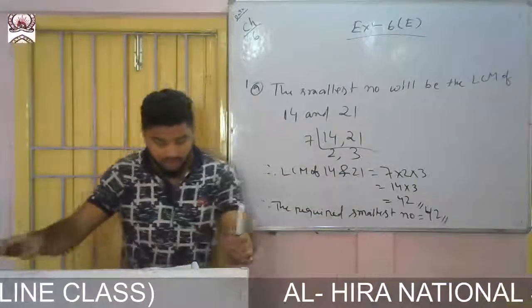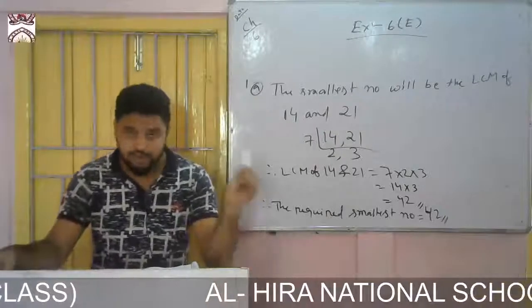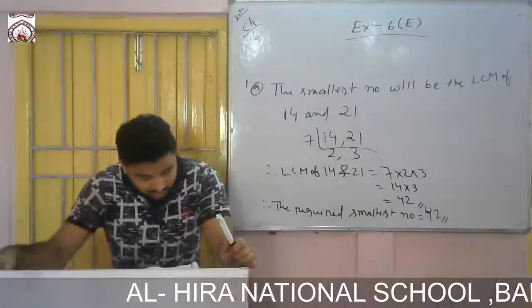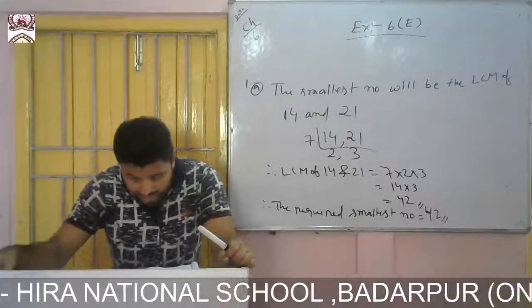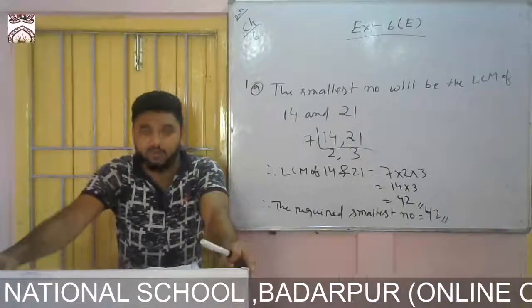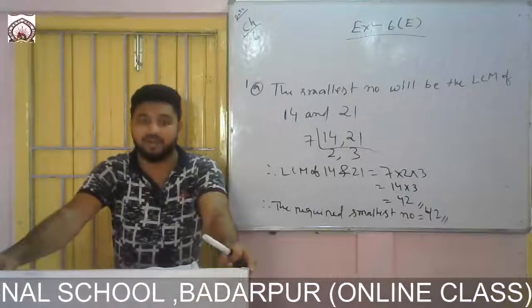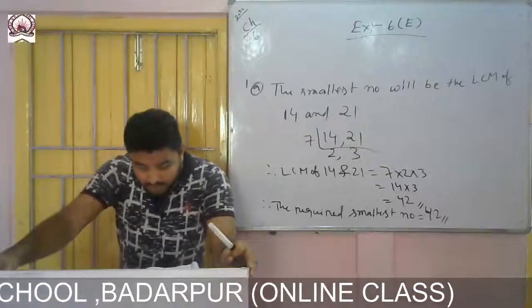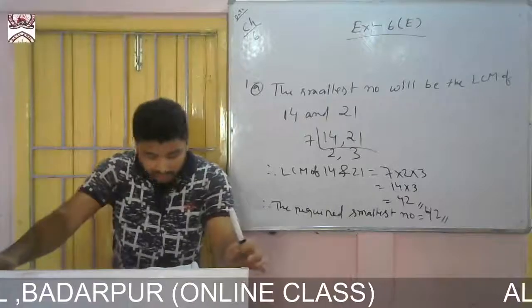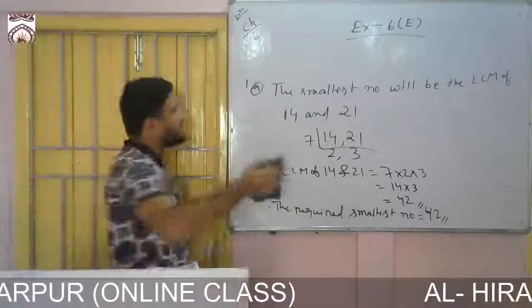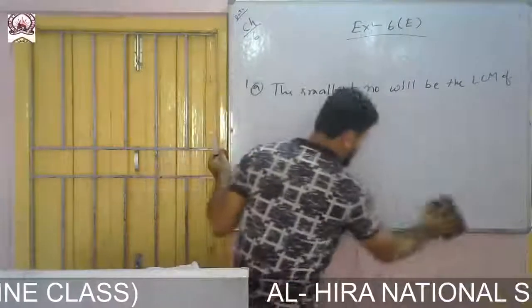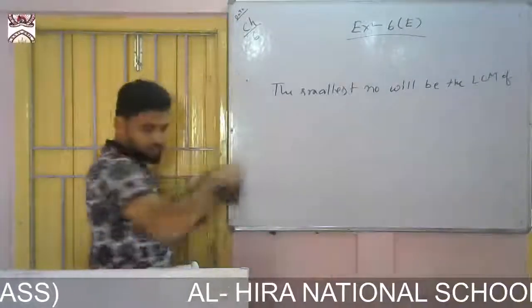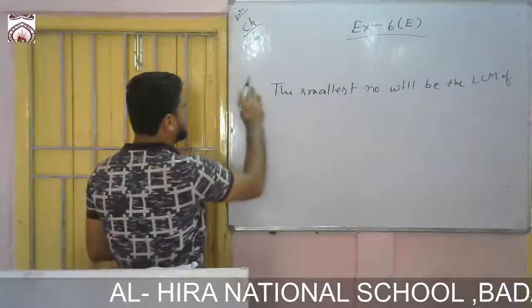Now come to the next question. Find the smallest number that is divisible by 4, 8 and 12. So earlier it was with 2 numbers, now it is with 3 numbers. So the LCM of these 3 numbers will be the smallest number. So let me show one.